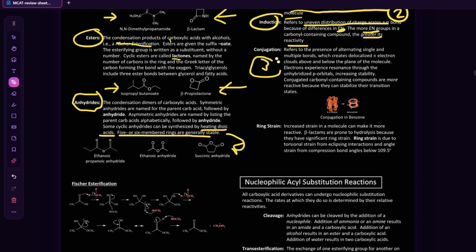And then the third factor is conjugation. So conjugation is alternating single and double bonds, which lets the pi electrons delocalize through unhybridized p orbitals above and below the molecule. So it's like the resonance idea that we've been going over again and again, but it's framed in terms of orbitals here. A conjugated carbonyl containing compound is more reactive because the same delocalization can stabilize the transition state as the reaction proceeds, lowering the energy barrier to get there.